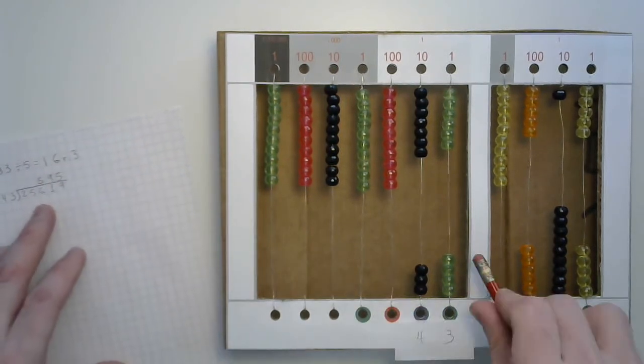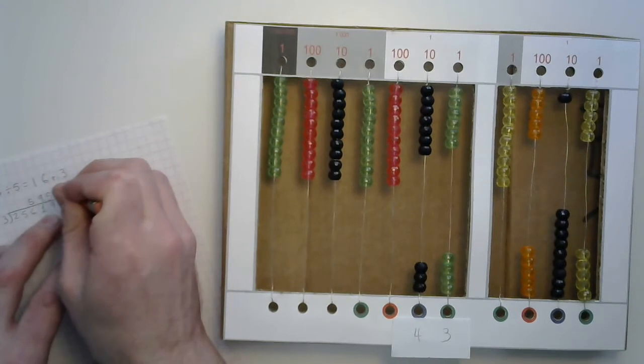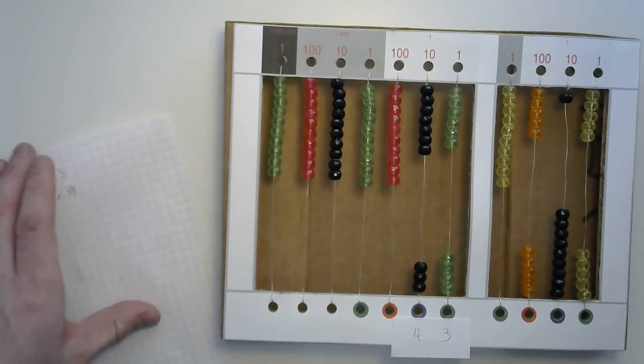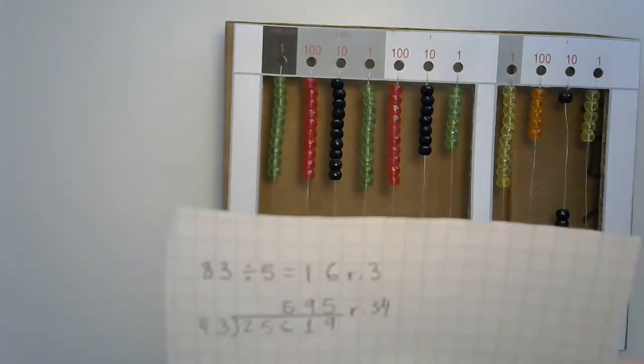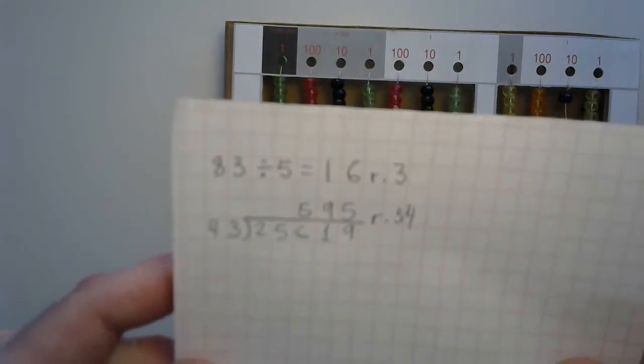And my remainder's right here. Can you let me know what that is? It's backwards to what our divisor was. It's 34. So for this problem, I ended up with my divided bead frame telling me the answer was 595 with a remainder of 34.